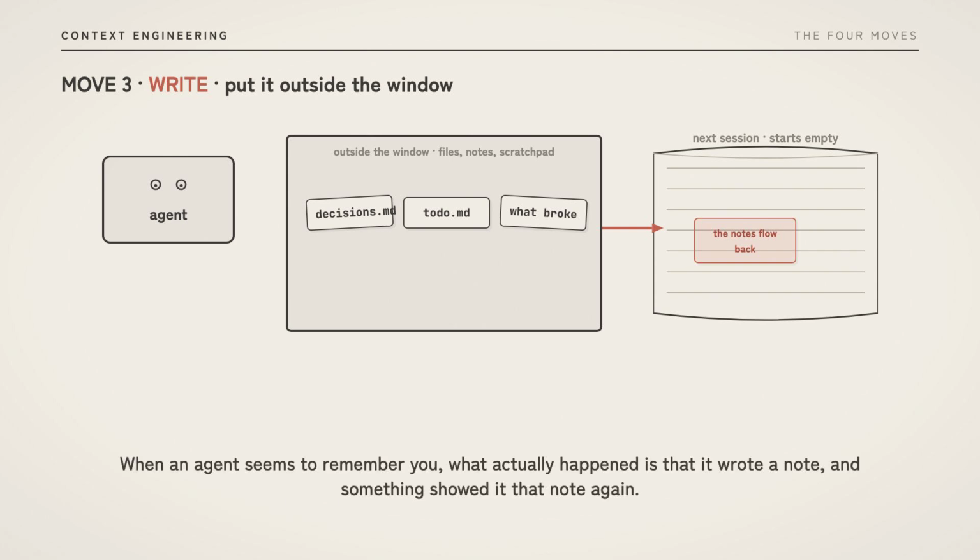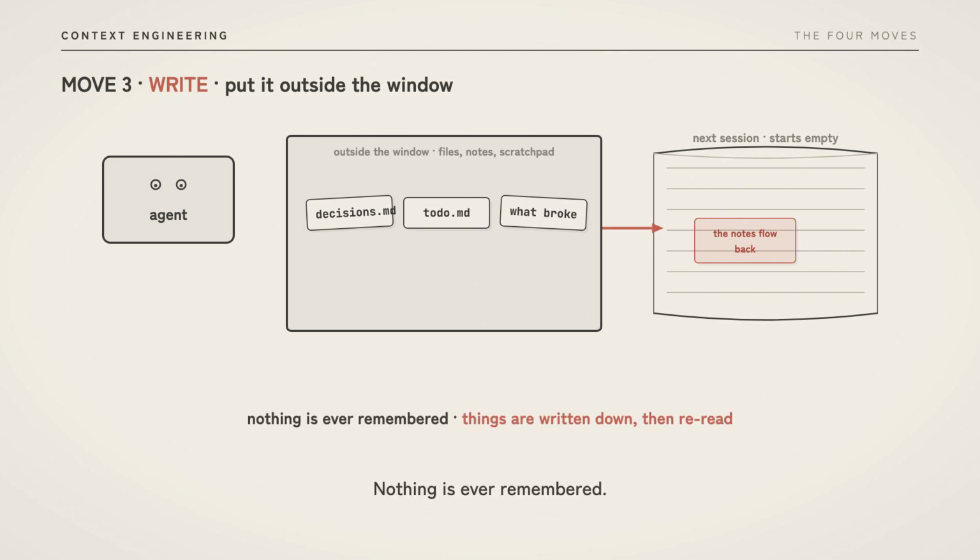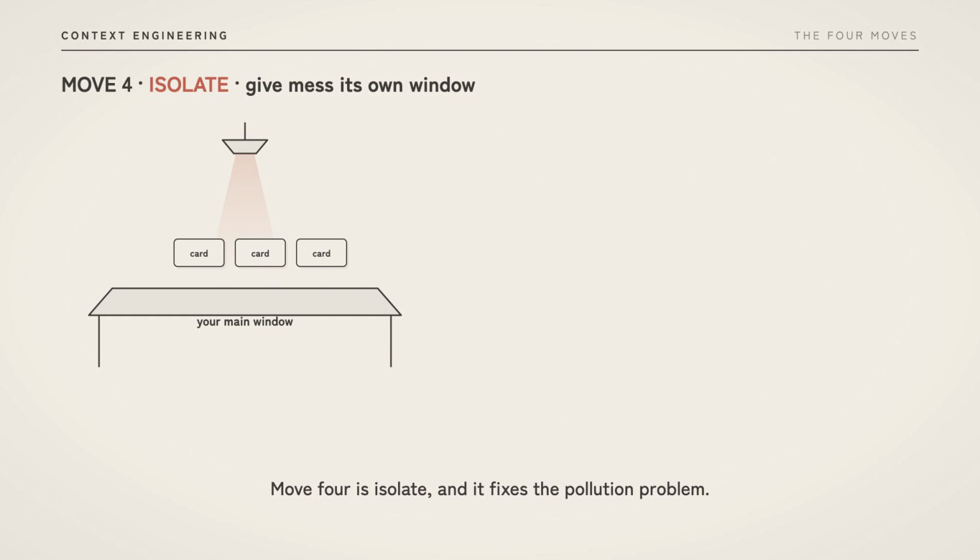When an agent seems to remember you, what actually happened is that it wrote a note and something showed it that note again. Nothing is ever remembered. Things are written down and then they're reread. Move 4 is isolate, and it fixes the pollution problem.